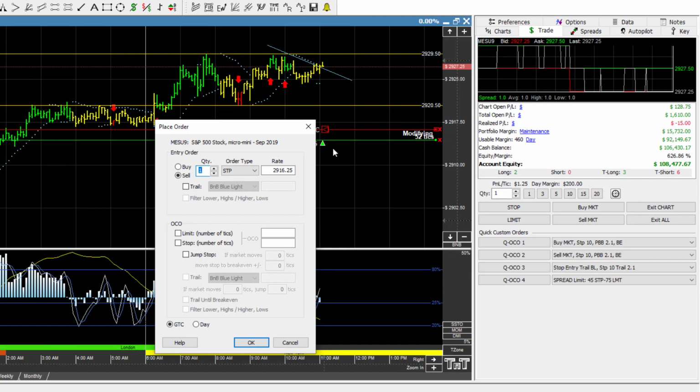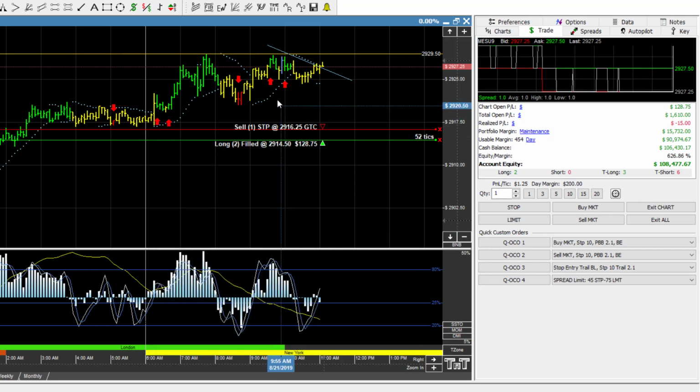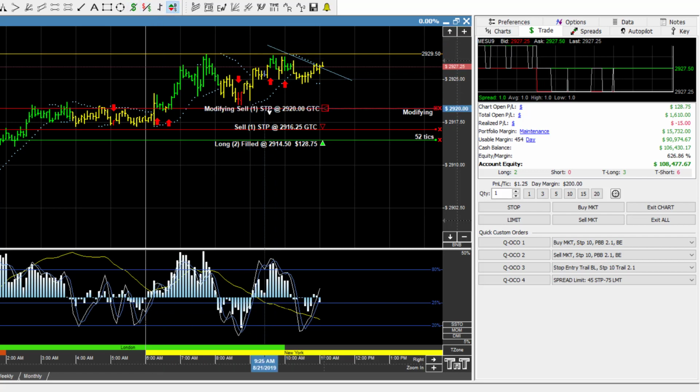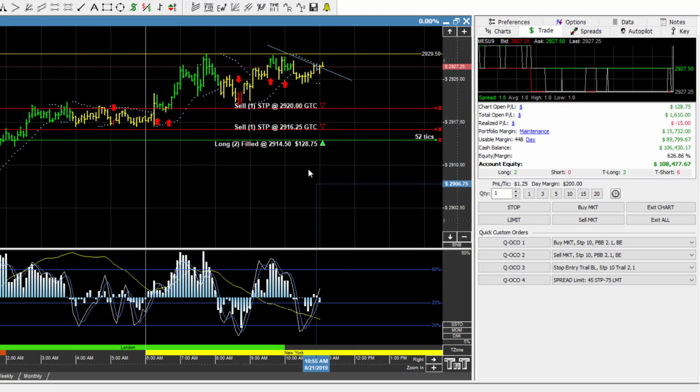Now, yes, we would lose the profit that we had made, but we could also break our stops apart. We could say one stop here, and we could put our other stop at this other level of support. So if I come in here and delete this and put another stop in here, watch this. Now I got a stop here, and I can put one there. So now I broke my two stops apart, one behind this area of support, one behind this area of support.